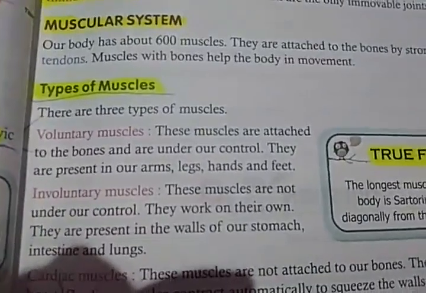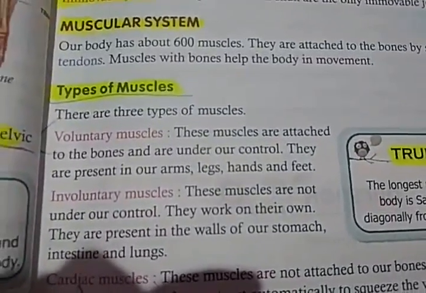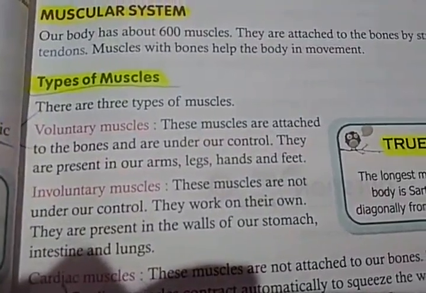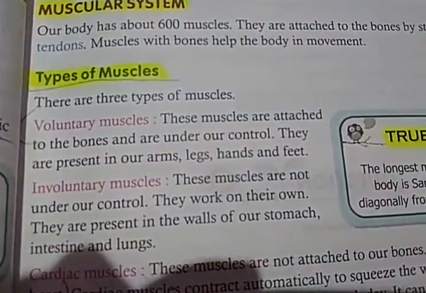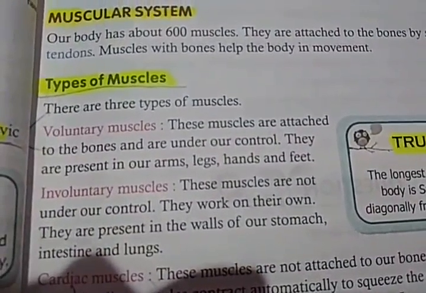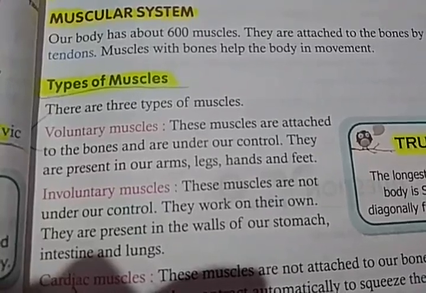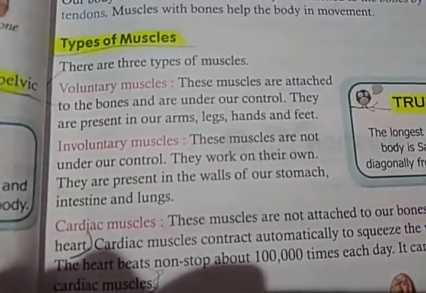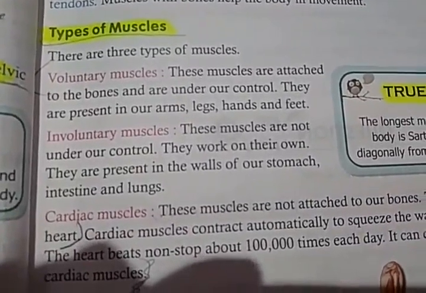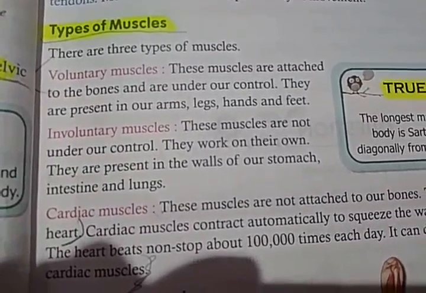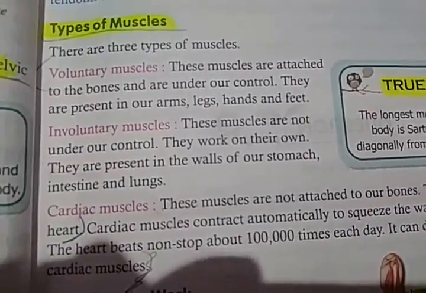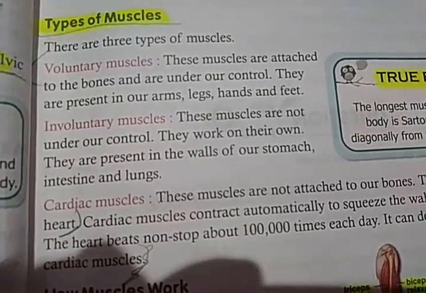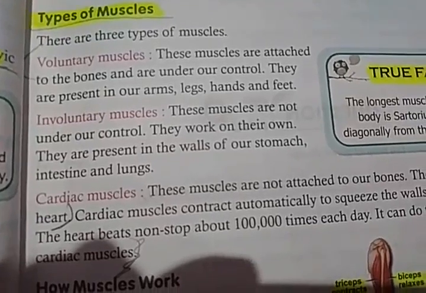There are three types of muscles. The voluntary muscles. These muscles are attached to the bones and are under our control. They are present in our arms, legs, hands, and feet. Involuntary muscles. These muscles are not under our control. They work on their own. They are present in the walls of our stomach, intestine, and lungs.